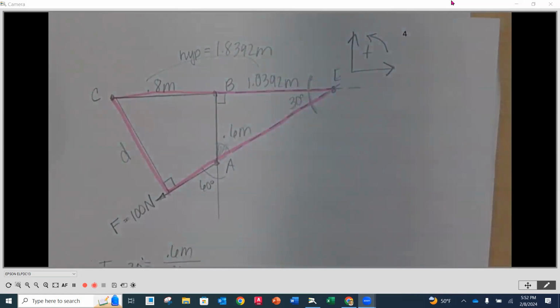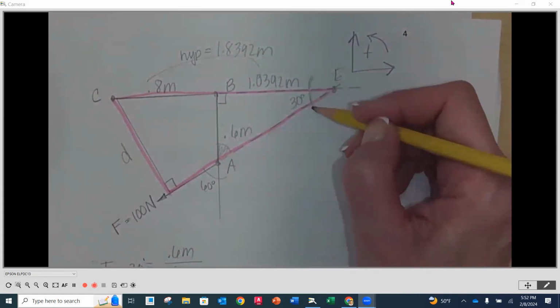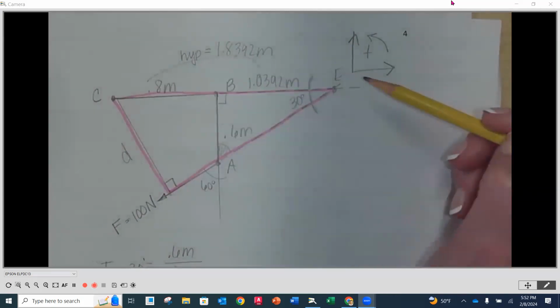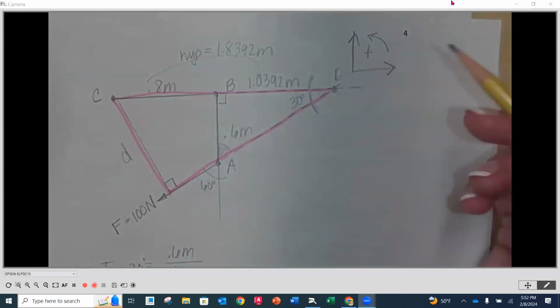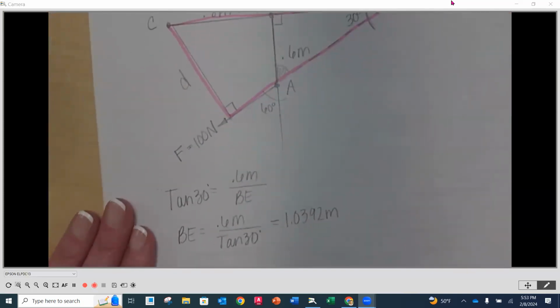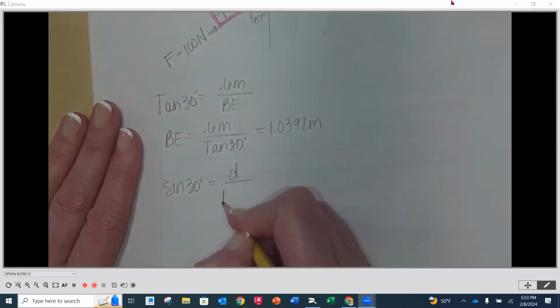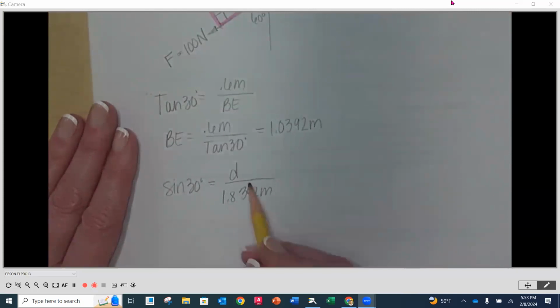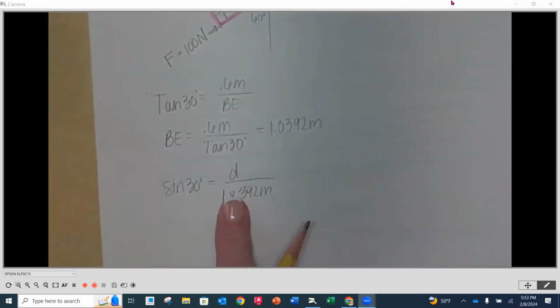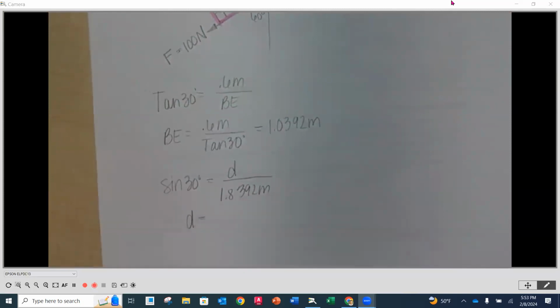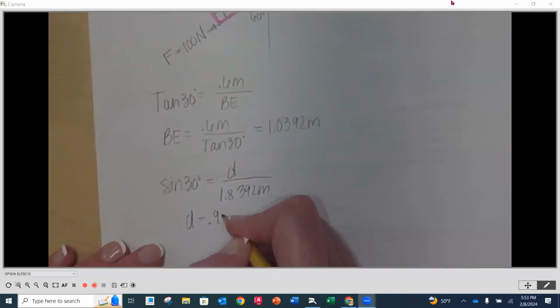Now we can calculate D, right? We have the 30. D is the side opposite. And now I have the hypotenuse. Make sense? So if I say sine of 30 degrees is going to be equal to D, for those who are virtual, D divided by my full hypotenuse of 1.8392 meters. My unknown is D, so I'm going to multiply this up. D is going to be equal to 1.8392 times sine 30, which should get 0.9196 meters.